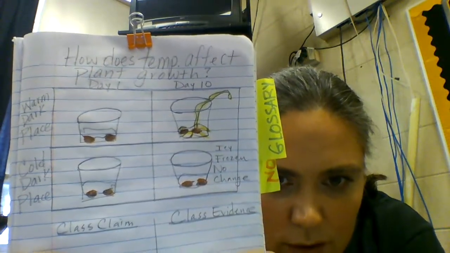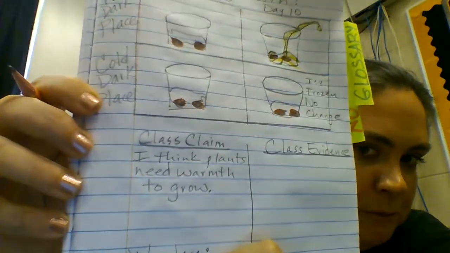We have growth. So how does temperature affect plant growth? I think plants need warmth to grow. Do you think that's true? I think plants need warmth to grow. What's our proof? What proves that plants need warmth to grow? The seed in the warm place germinated, started to grow. The seed in the cold place did not.